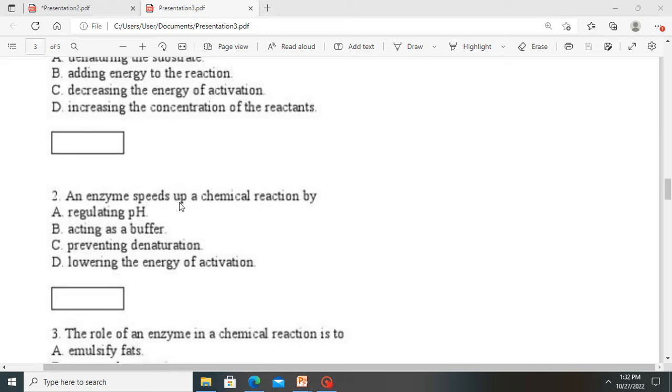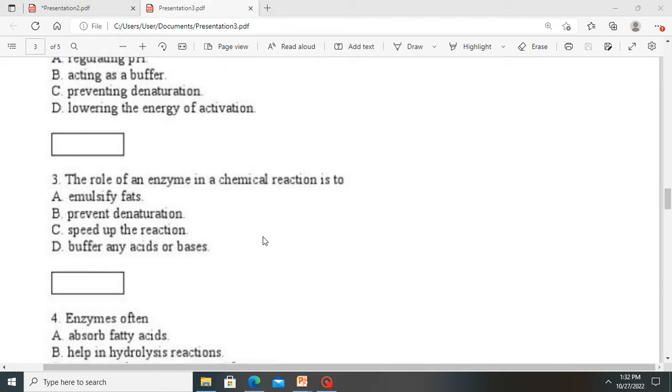Enzymes speed up a chemical reaction by, so this one is similar. Regulating pH, acting as a buffer, preventing denaturation, or lowering the activation energy. So the answer is D for this one. Enzymes speed up the rate of a chemical reaction by lowering the activation energy of the reaction.